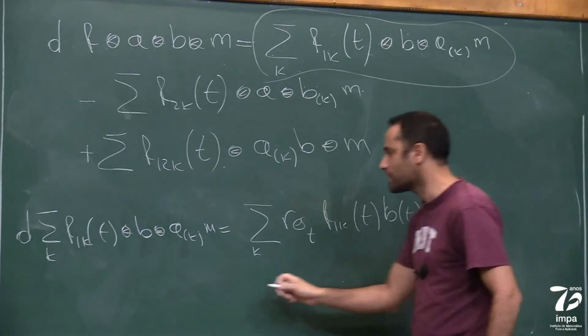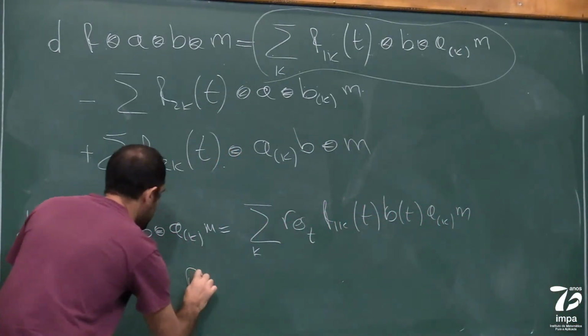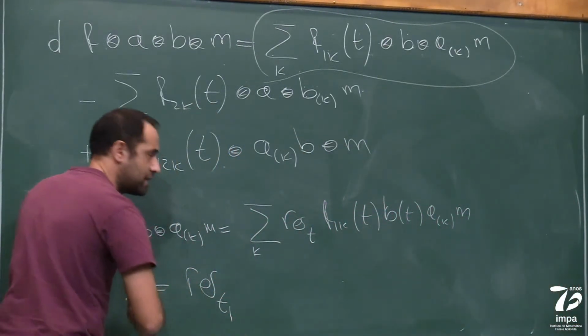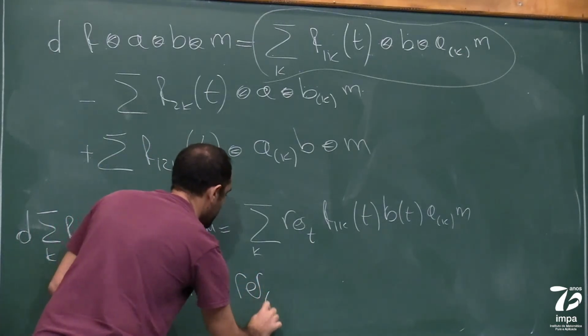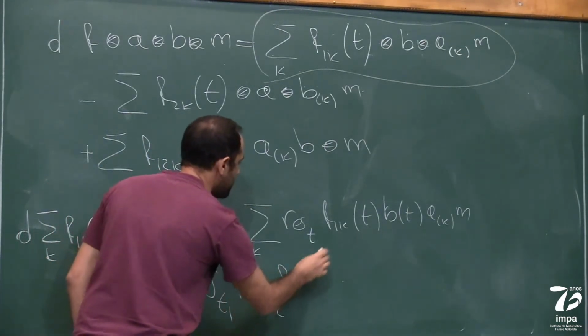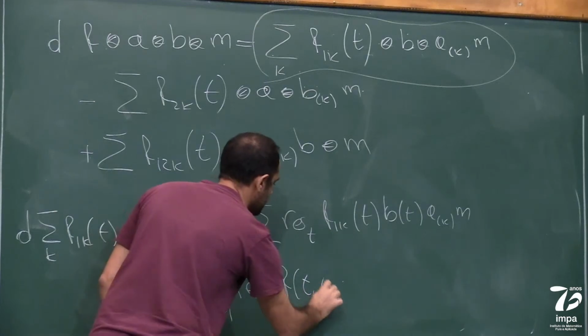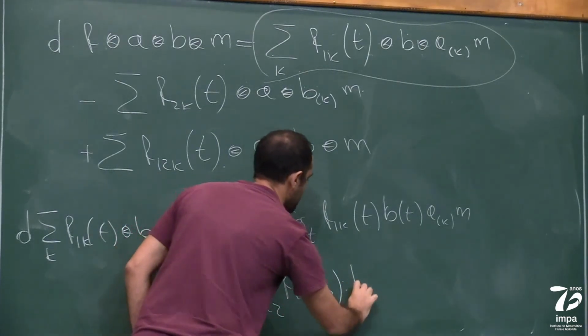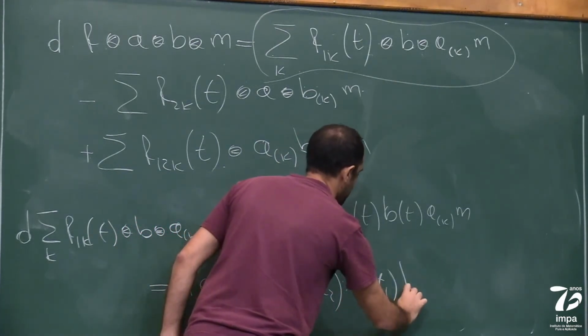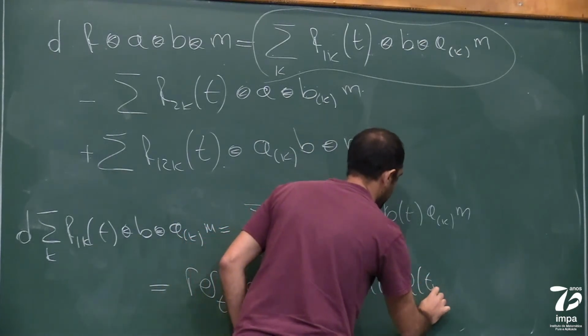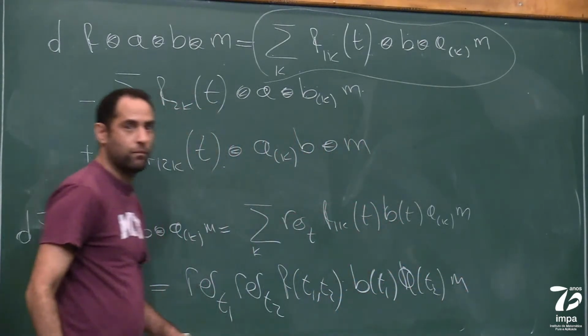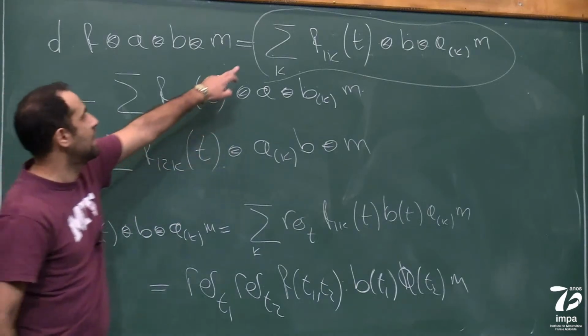So I can write this as a double residue, where I take the residue at t1 of the residue at t2, and I can put my function f of t1, t2 that I started with, b of t1, a of t2, m. And this is the first summand.